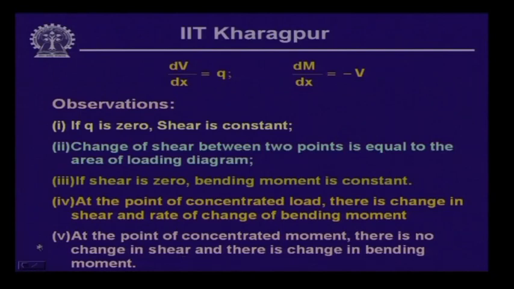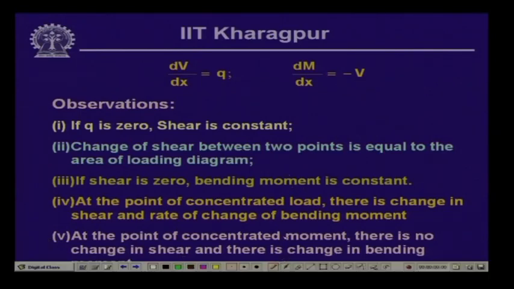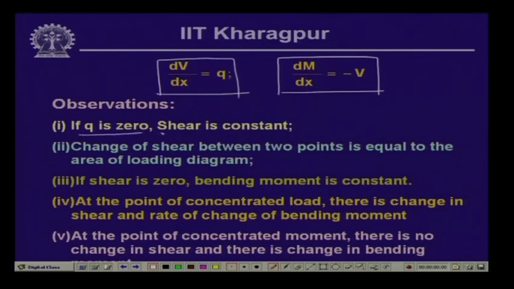Well, then in general, as we have observed from these expressions, dV/dx we have seen as equal to q, and dM/dx we have seen as equal to minus V. If q is 0, then the shear is constant, as we have seen through the examples as well, and if q is uniform, then shear is linearly varying along the portion of the beam. If q is constant, then shear will vary linearly. Just now we have looked into that.